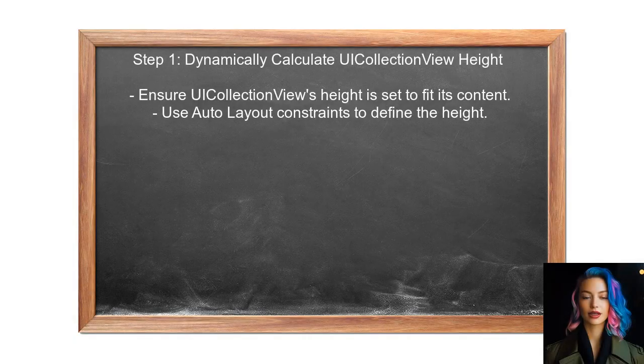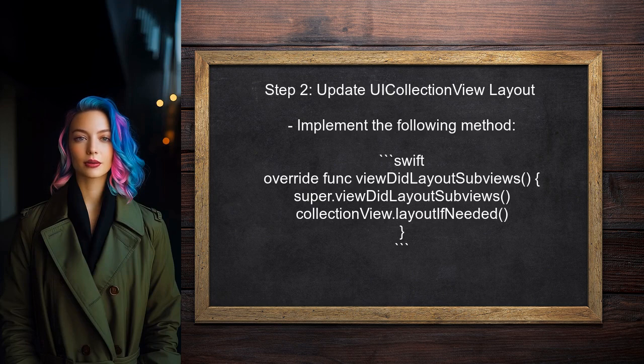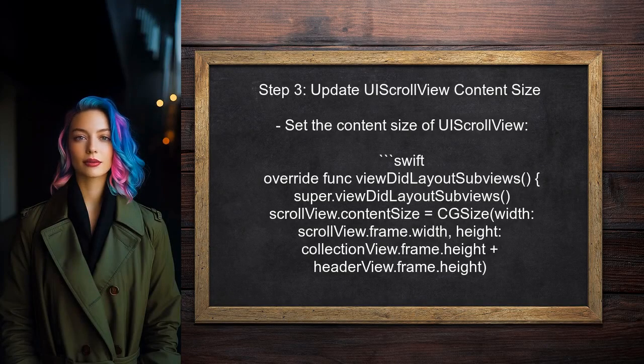To address the issue of the UICollectionView not scrolling properly within the UIScrollView, the user should first ensure that the UICollectionView's height is dynamically calculated based on its content. Next, the user should implement the UICollectionView's delegate method to update its layout whenever the content changes. This will help in adjusting the height dynamically. Additionally, the user should ensure that the UIScrollView's content size is updated to include the UICollectionView's height. This can be done by setting the content size in the viewDidLayoutSubviews method.